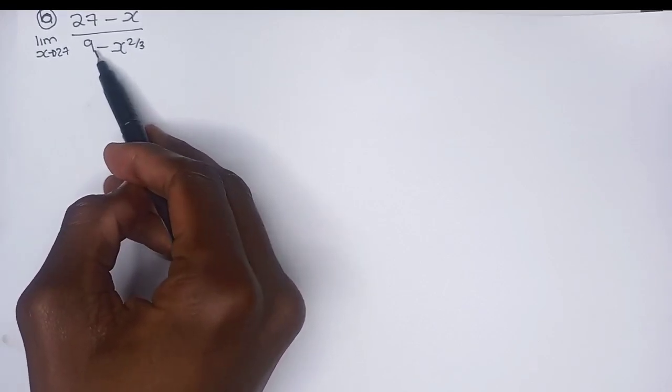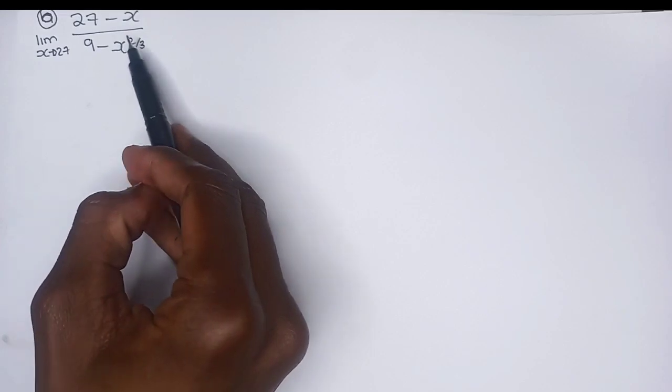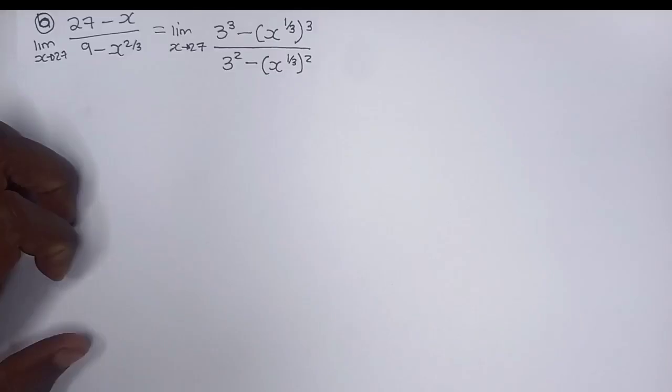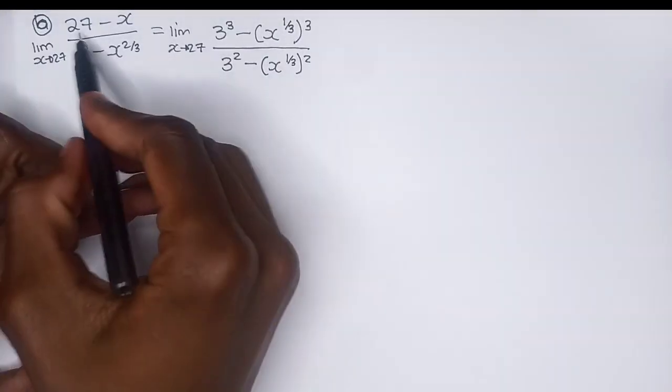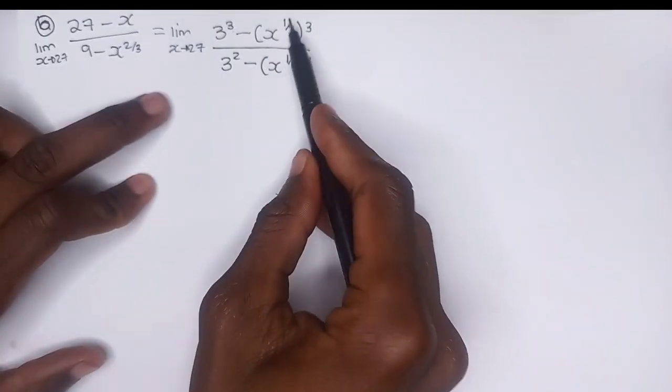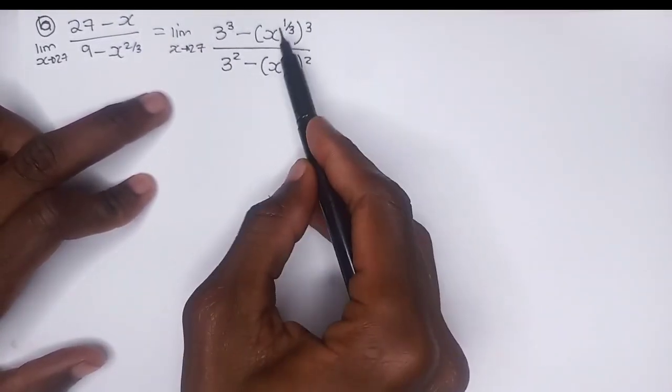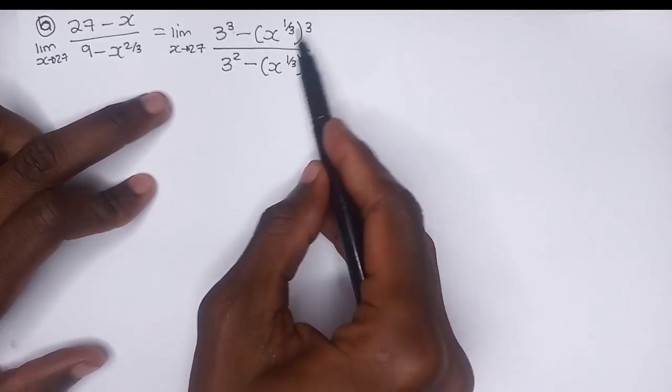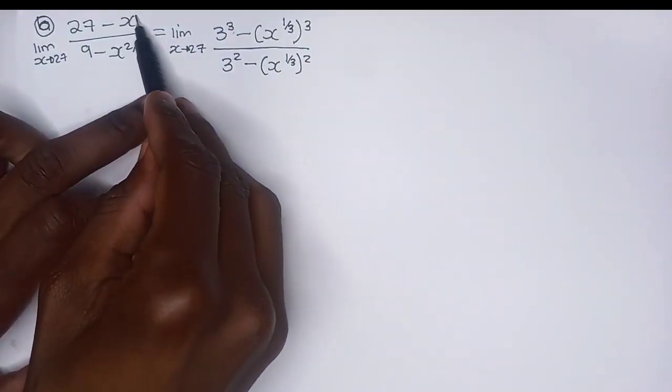And also the common factor of x and x to the power 2 over 3 is x to the power 1 over 3. How? Let's just extend this limit, but write it in exponential form, putting the idea of a common factor, as I mentioned. This is what I'm talking about. 27 is 3 cubed, and x can be written as x to the power 1 over 3, to the power 3. So if I multiply the exponents, you see, I'll get back to x.